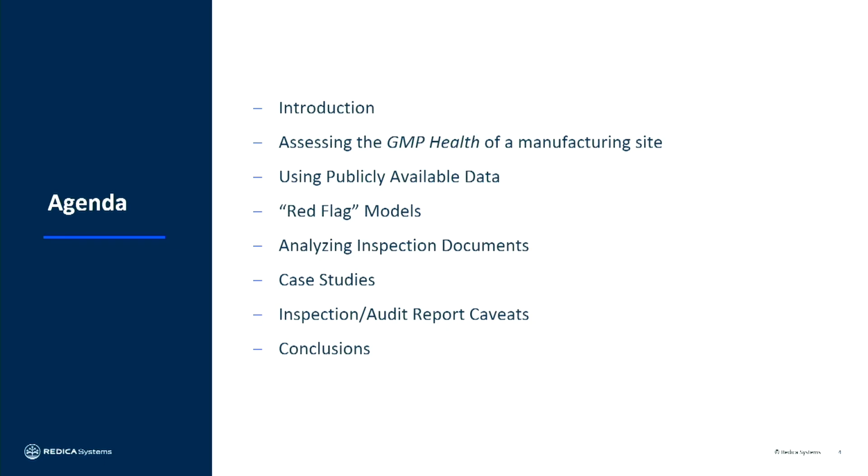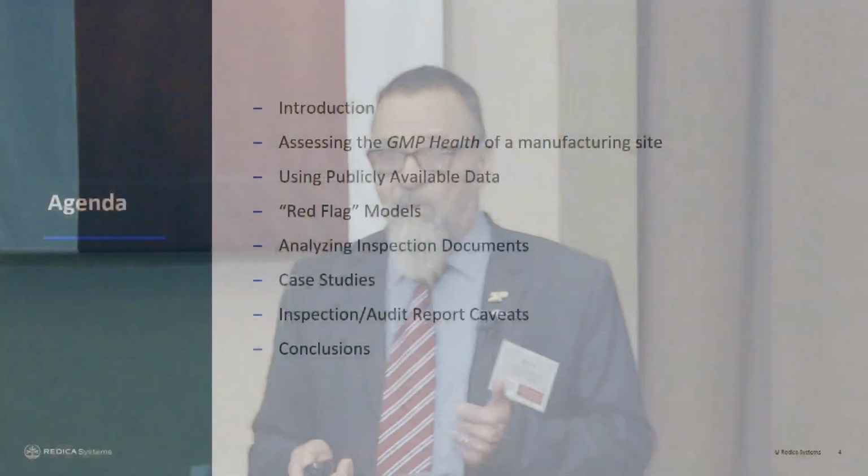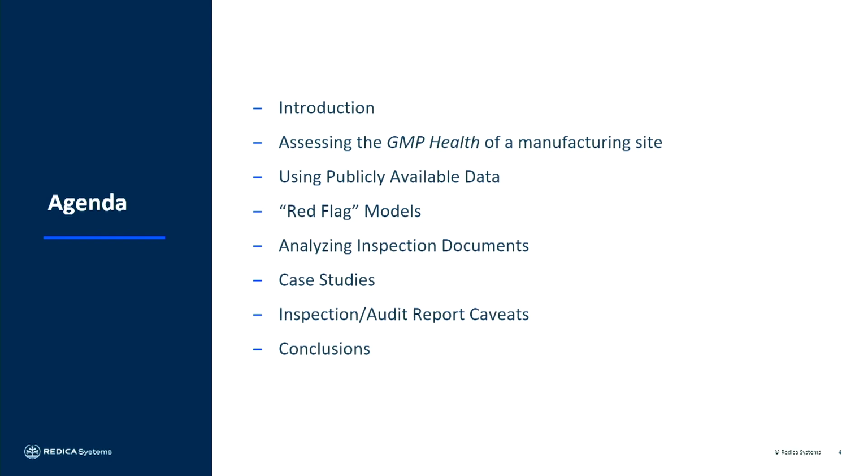I'm going to start with an introduction. We're going to talk about what we call assessing the GMP health of a manufacturing site, and I'll explain what that is as we go along. We do this using publicly available data, right? So there's no secret data here, there's no insider anything. This is all publicly available data, and we use that data to create something we call red flag models. And we're going to go into some detail on what those are and how we build them.